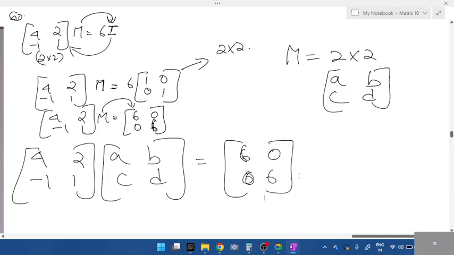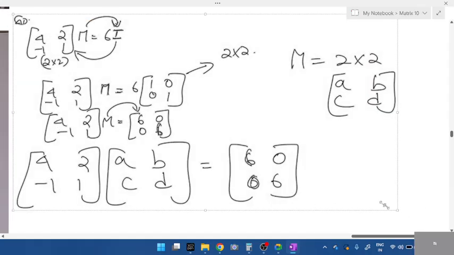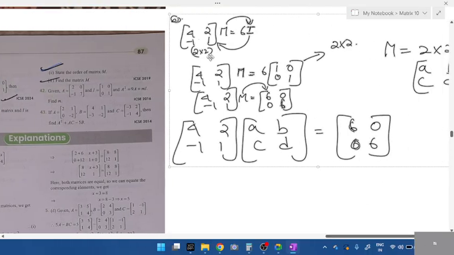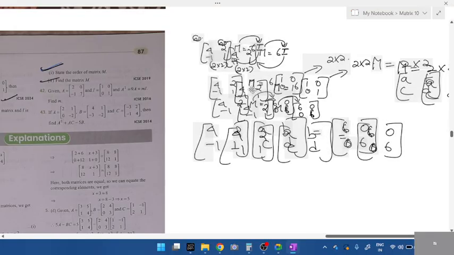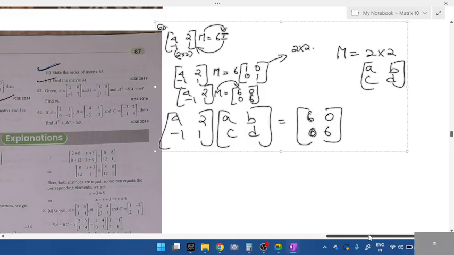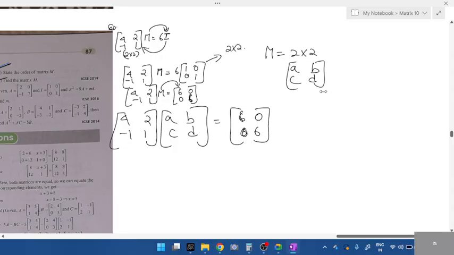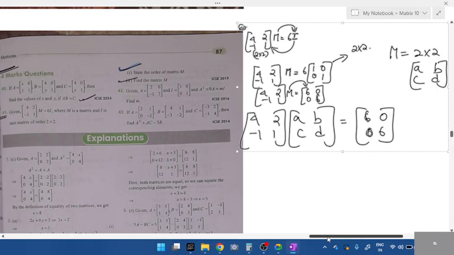Copy this question. I've sent it in the group. You check the group, you'll get it. Take a screenshot of this part. Try this for homework. The number of columns is equal to the number of rows, so you can multiply them. Copy the question, students. 41st question. Yeah, write it as 2019. So 2024 is done, 2019 done. We have covered almost all the questions.